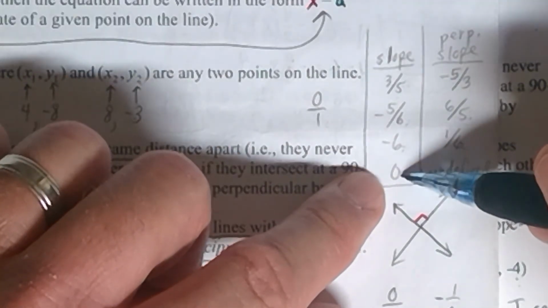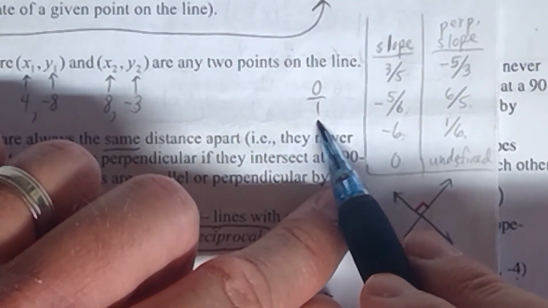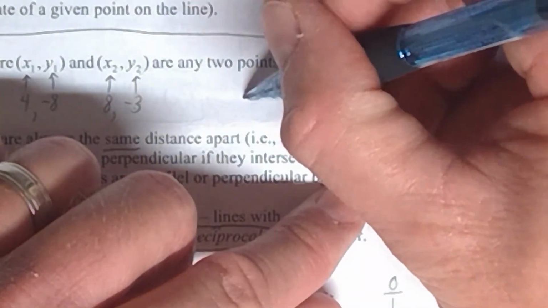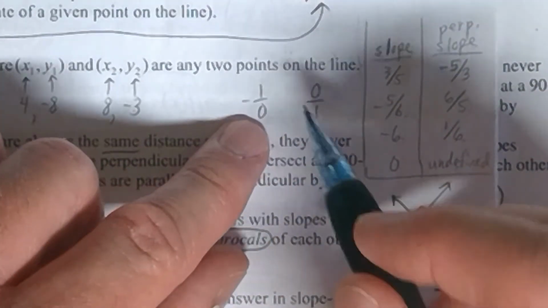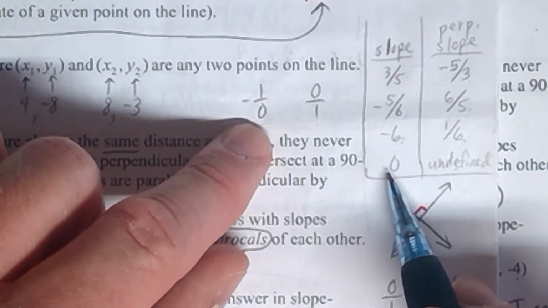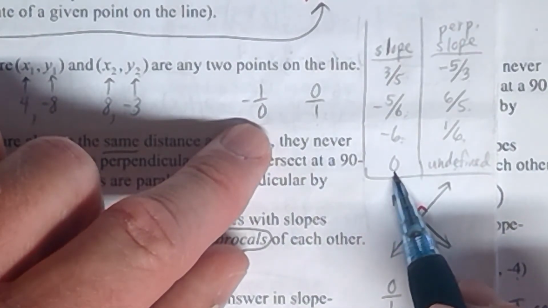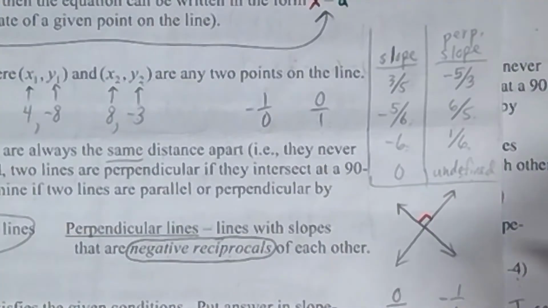Finally, if you've got 0, that's the same thing as 0/1, right? Okay, I'm making it into a fraction. If I flip that over and change the sign of it, I get -1/0, don't I? But isn't that an undefined slope when the 0 is on the bottom? So a 0 slope, which is horizontal, would then be perpendicular to an undefined slope, which is vertical.